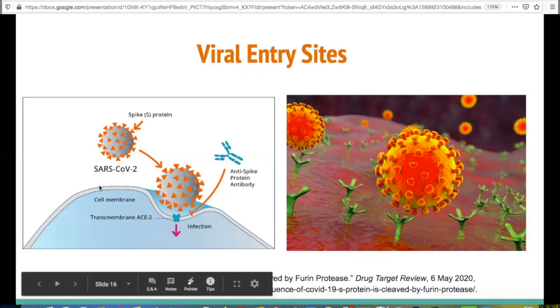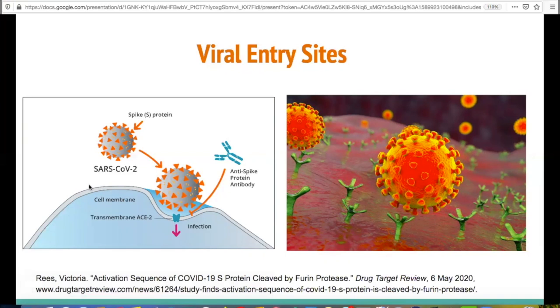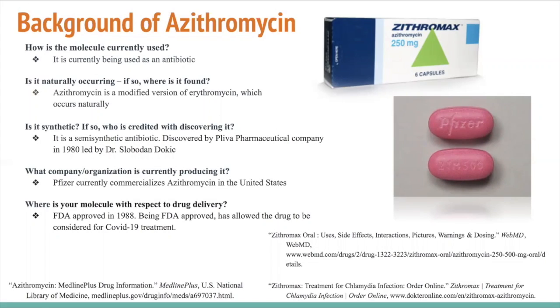So it's possible that azithromycin, coupled up with certain malaria drugs, can prevent this viral entry and infection into host cells. So first, let's start off with some background information about azithromycin. It is currently used as an antibiotic to treat respiratory, skin, eye, and ear infections, as well as some sexually transmitted diseases. Some of the most common illnesses it is used for are bronchitis and pneumonia.